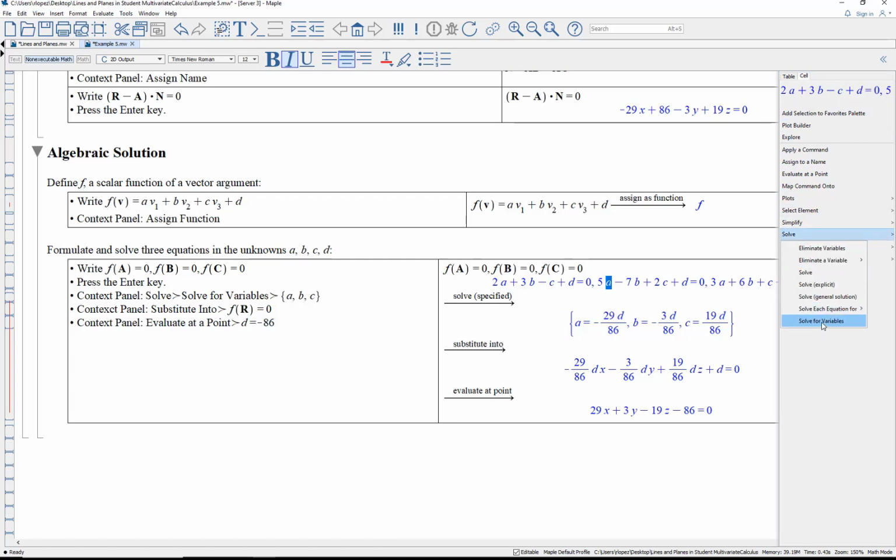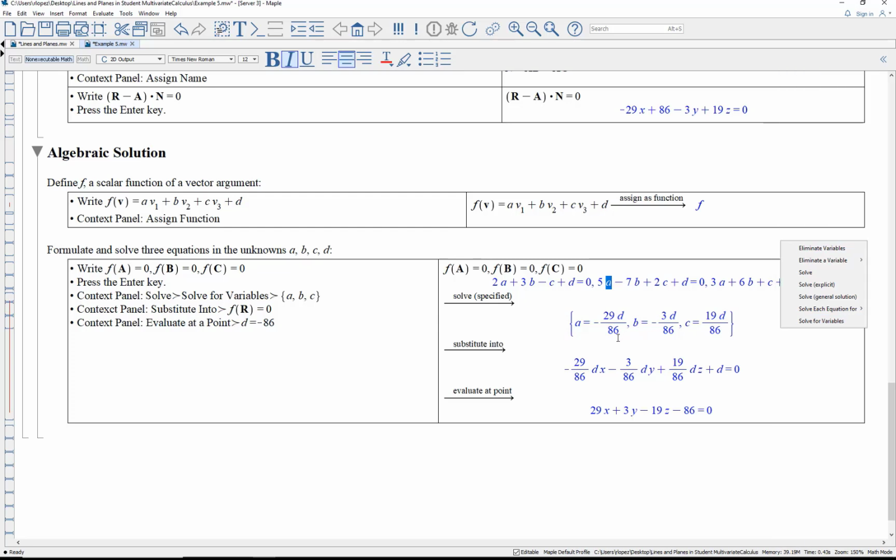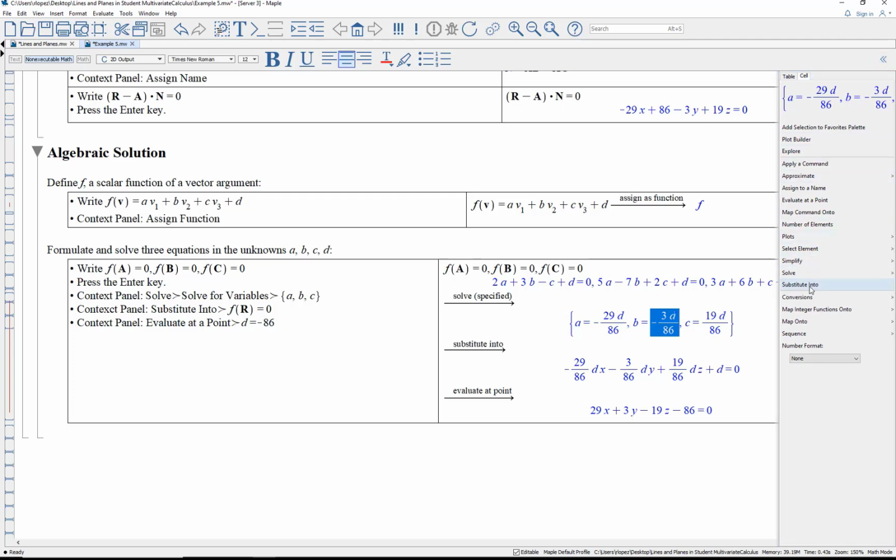Solve for variables. A pop-up comes up, and you enter A, B, C for the variables. This then is the return. You get A, B, and C in terms of D. Use substitute, and you substitute it into f of r equals 0. R has already been defined. So you're going to get this as the return, and every term has a d in it.